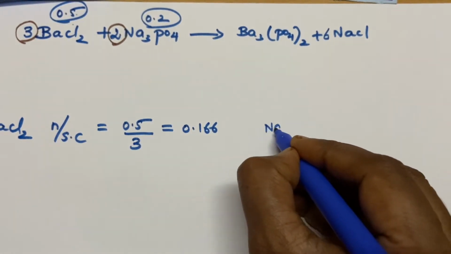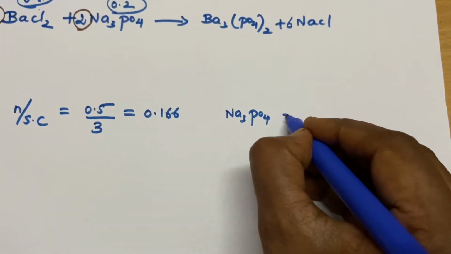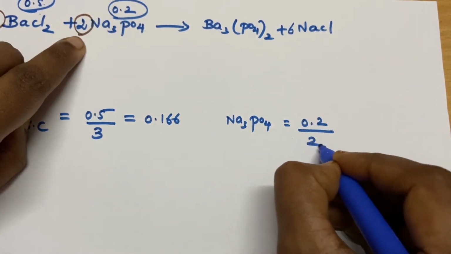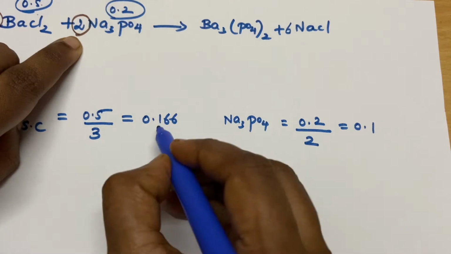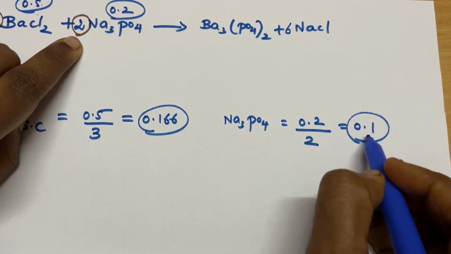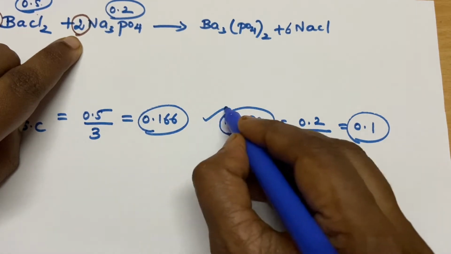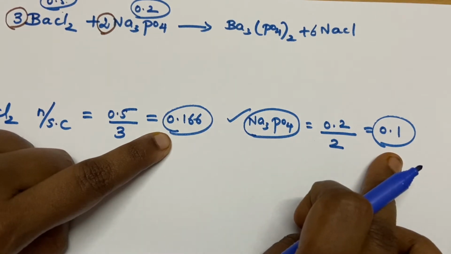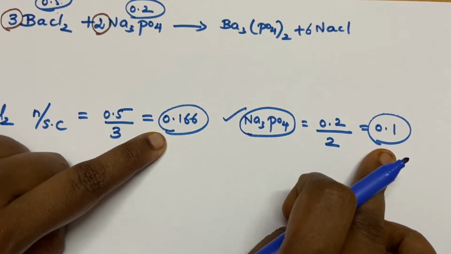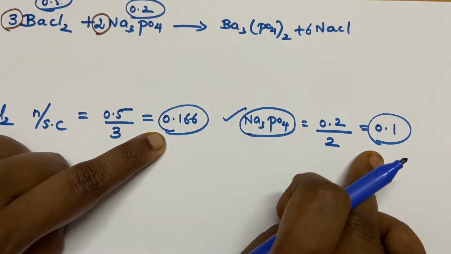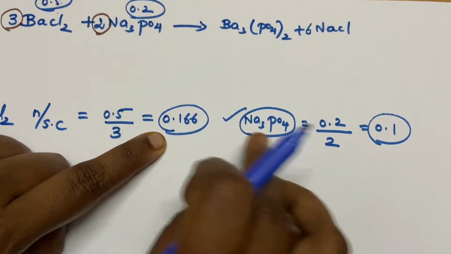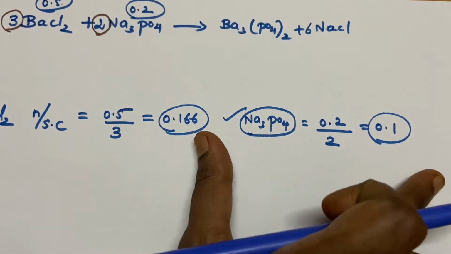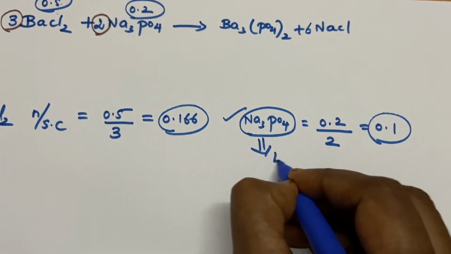Now for Na3PO4, the given number of moles is 0.2 divided by the stoichiometric coefficient 2, so 0.1. Which value is less, students? This is 0.1. So your sodium phosphate is the limiting reagent here. These values are not equal, so they are not in stoichiometric ratio. If these values are equal, you can say there is no limiting reagent; each and every reactant is in the proper ratio. You have to know these things also. You do this step only to find out the limiting reagent. So I have found out this is the limiting reagent.